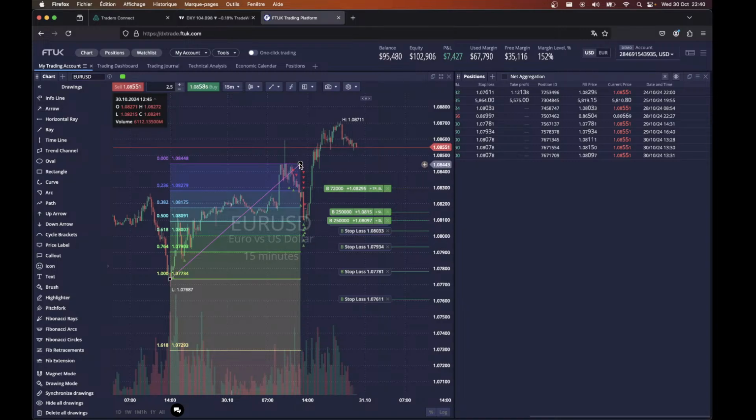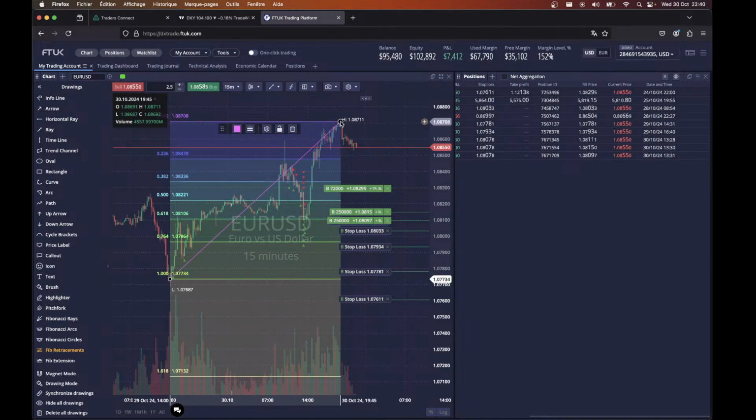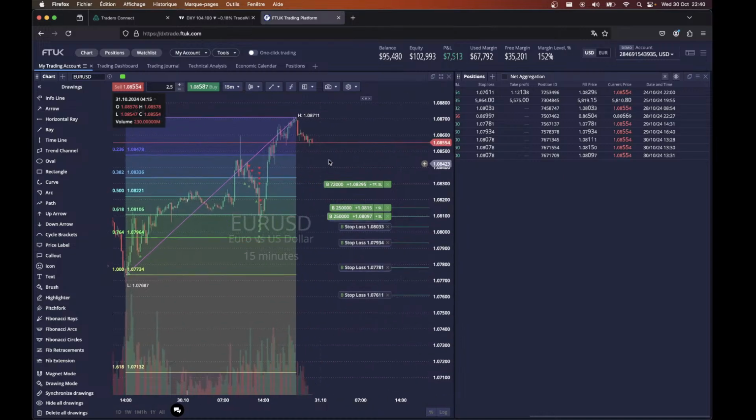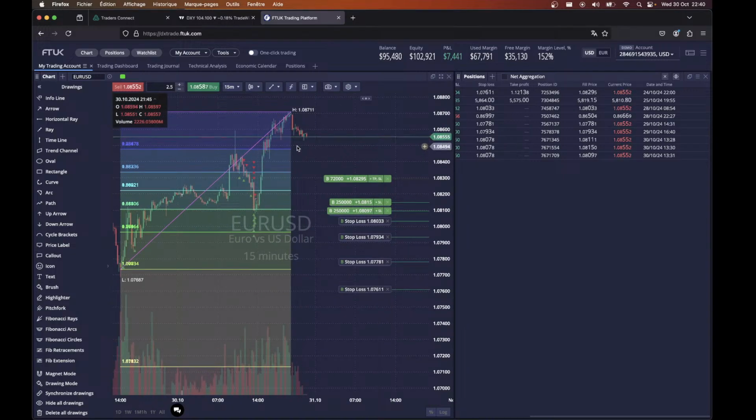Oh, I didn't know it was working. Cool. So here, what's happening? And it's very possible for price again to come down into this zone. This high to this low is very possible. I don't know what will happen.